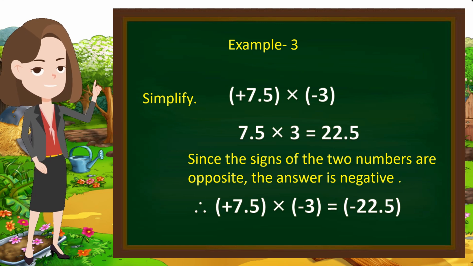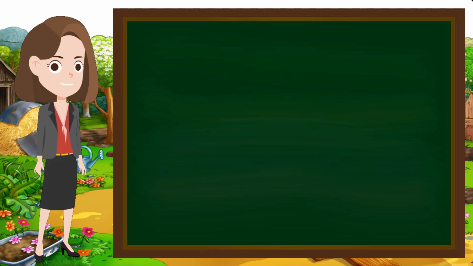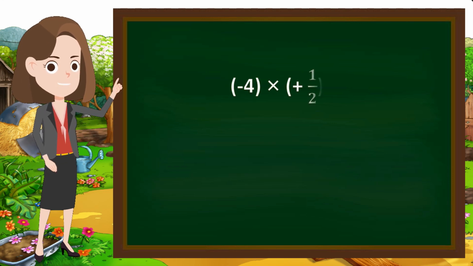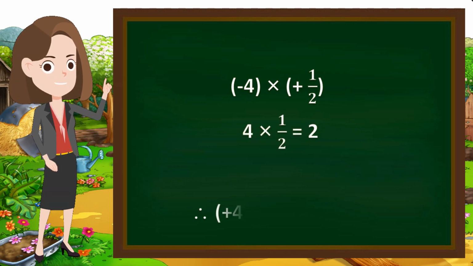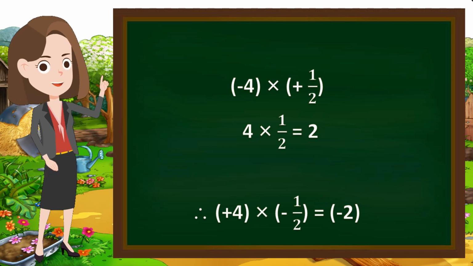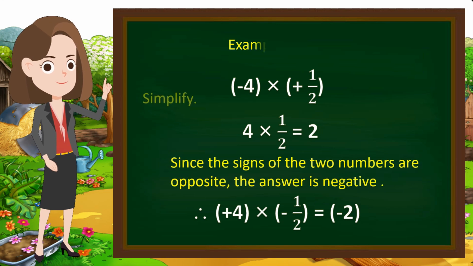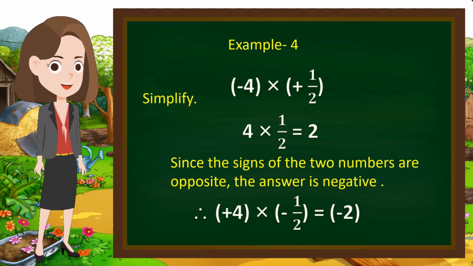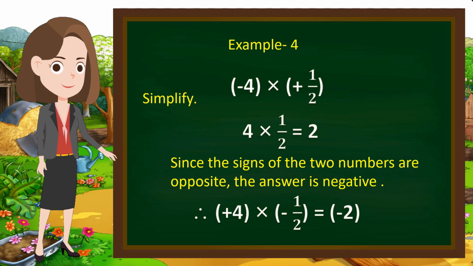Okay, good, my children. Let's now consider the answer obtained by multiplying minus 4 and plus half. When we multiply 4 by a half, we get 2 as the answer. My dear children, since the signs of these two numbers are opposite to each other, the answer obtained multiplying the minus 4 by half is minus 2.